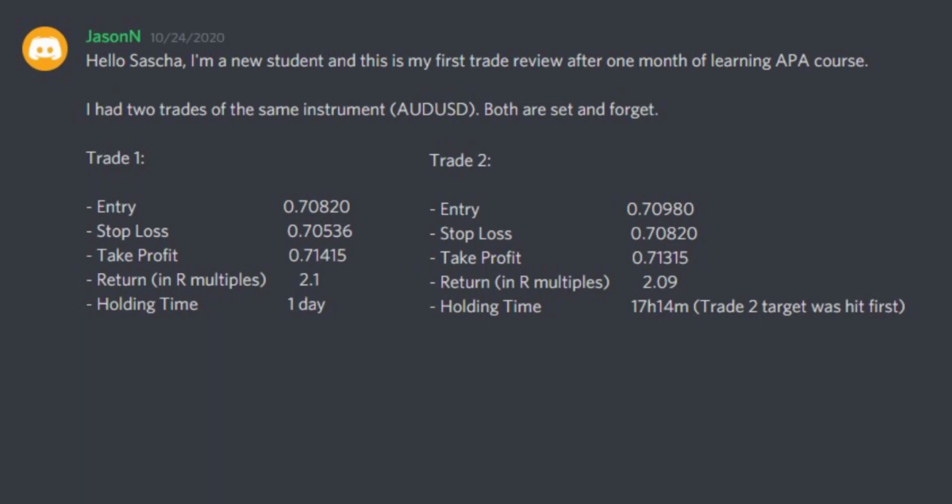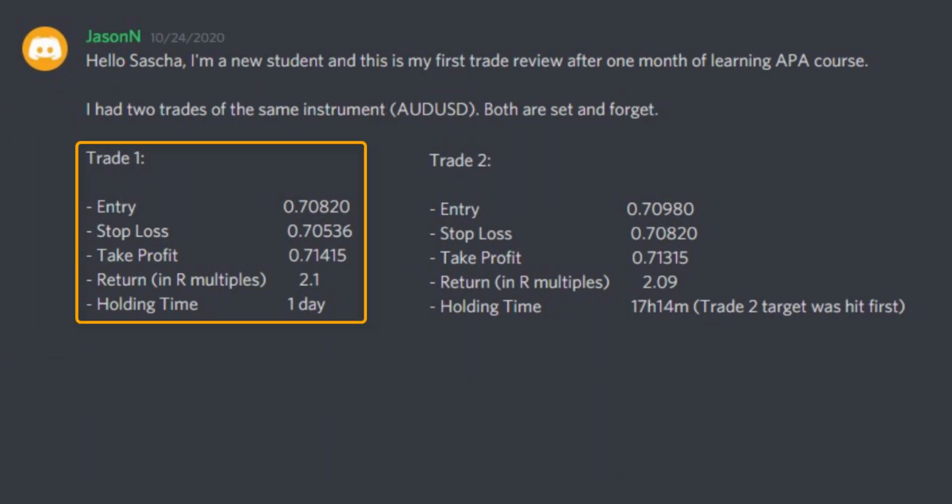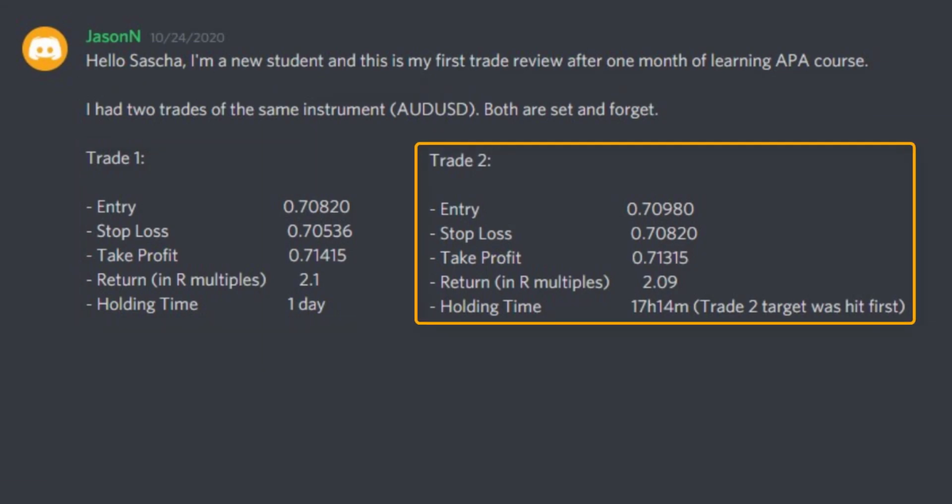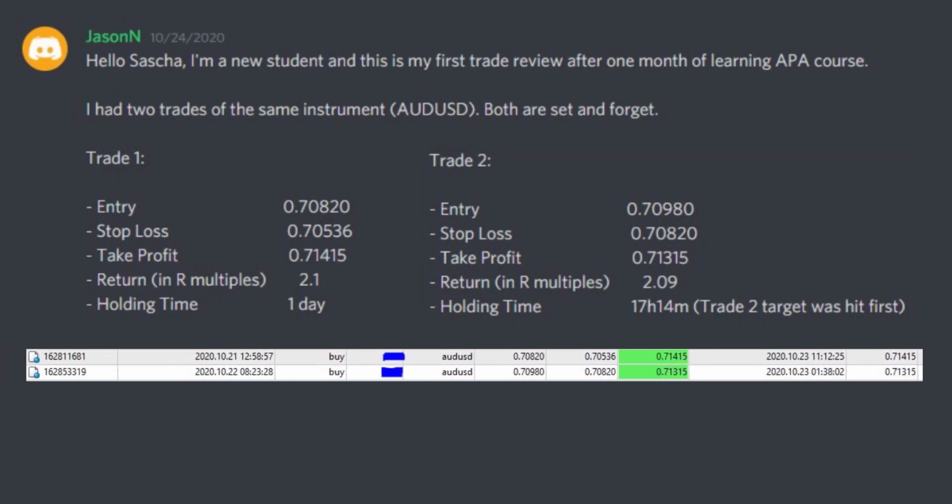So let's start out by looking at his trade details here. The instrument he traded was the Australian dollar versus the US dollar. He entered long with 2 positions. The first one here, you can see his entry, stop loss, and take profit. And on the second trade as well, his entry, his stop loss, and take profit. And here you can see a screenshot from his broker platform confirming these details.